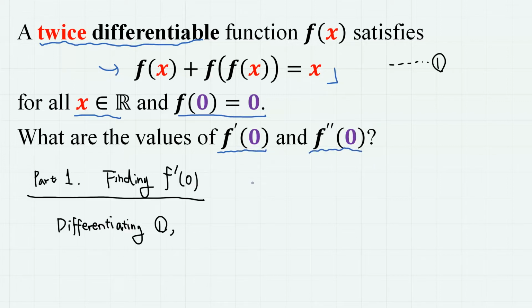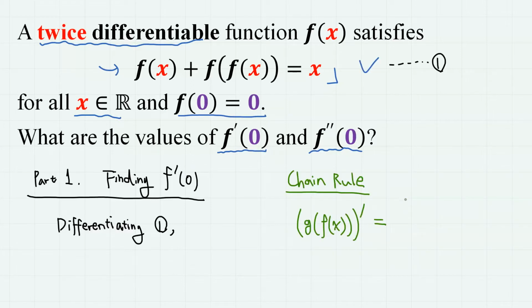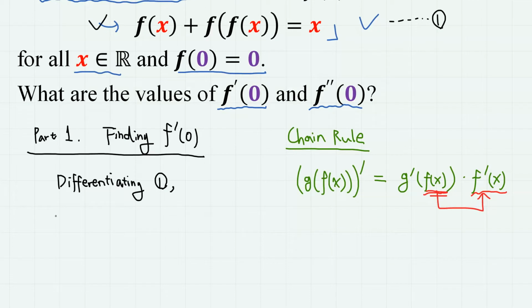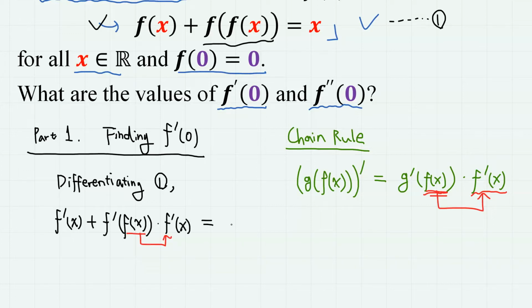So obviously, in order to find f'(0), we must differentiate the given equation. Here you have to appropriately apply the chain rule, which is the derivative of g(f(x)) is given as g'(f(x)) times f'(x). So basically, we have to differentiate the inner part f(x) and multiply it. Okay, now let's differentiate this. Then we have f'(x) plus, now we have to differentiate this part. So first we have f'(f(x)), then we have to differentiate this f(x), so we have f'(x). And on the right hand side, if we differentiate x, we obtain 1.